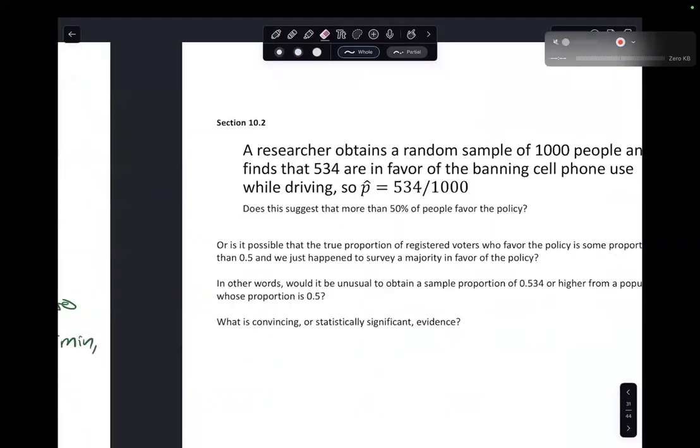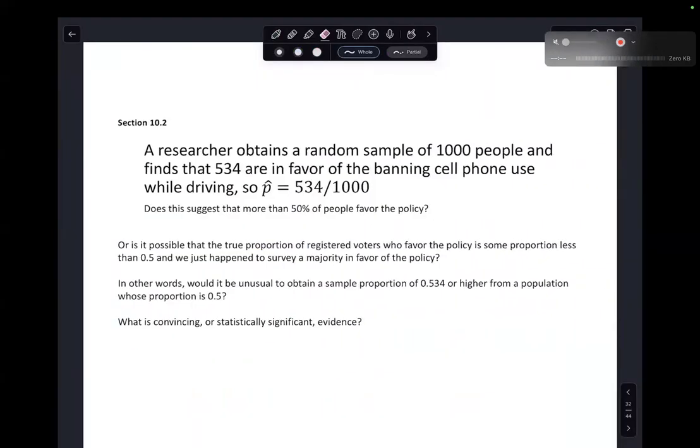Okay, let's move on. All right, so we are now in 10.2. You have enough information to do the 10.1 homework right now, if you keep track of that sort of thing. 10.2 is here. Now I'm not going to show you the math to get to the evidence, but I'm going to show you what evidence we're looking for.